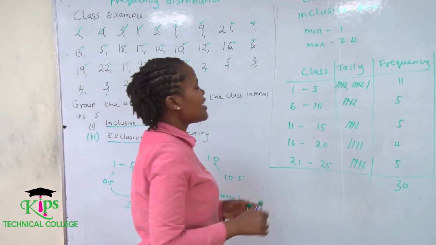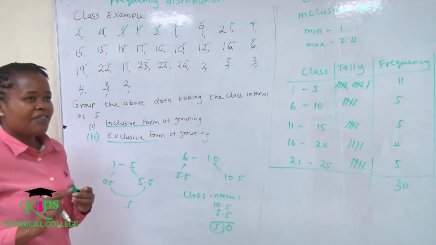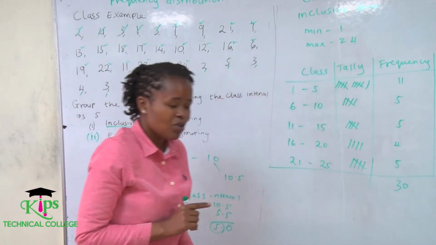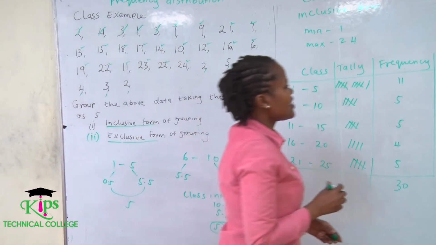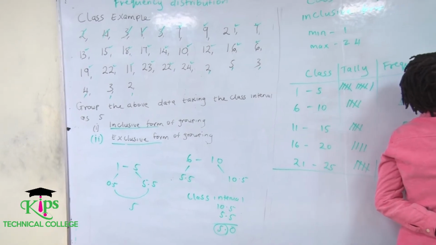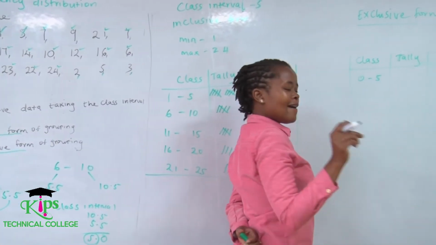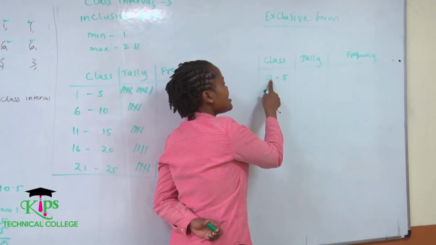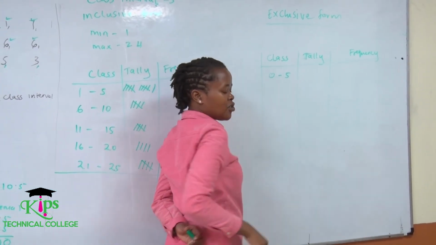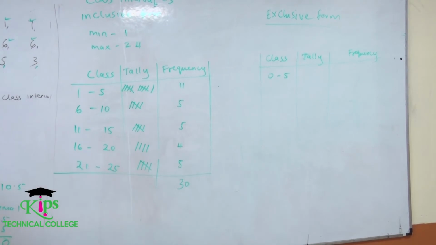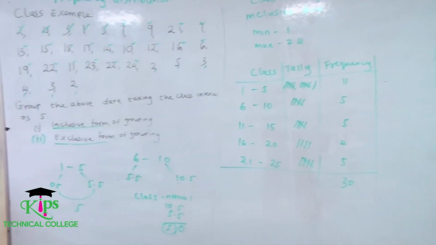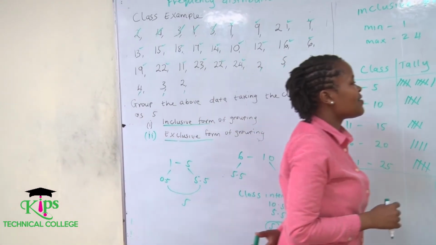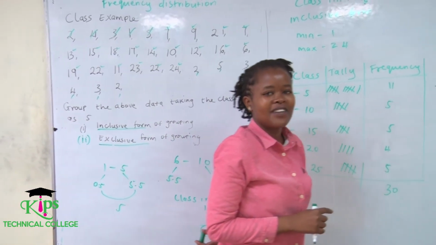So in this case, if I want my first class interval to be 5, and my minimum value is 1 and maximum value is 24, I'll decide it to be 0 to 5. Remember, it is exclusive form of grouping, meaning 0 is inclusive, but 5 is not inclusive. Our class interval is 5 as well.